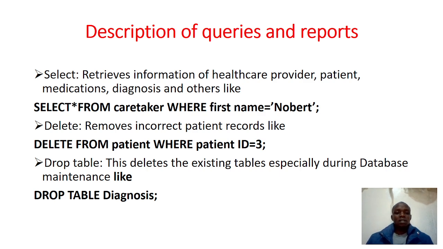This is where I used an example of delete from patients. Under patients, I wanted to delete patient ID number 3. That means the record starting from patient ID number 3 will have to go using delete, will have to be removed, and all the details about that patient will be removed from the database system.